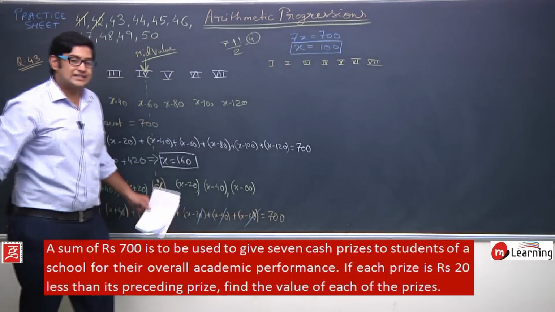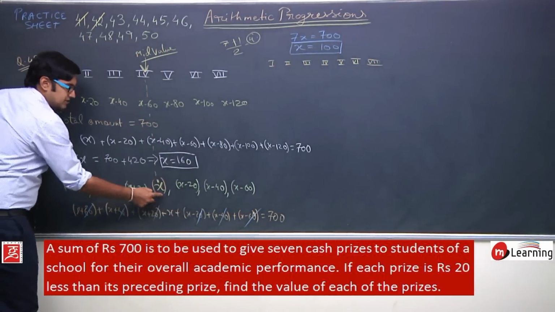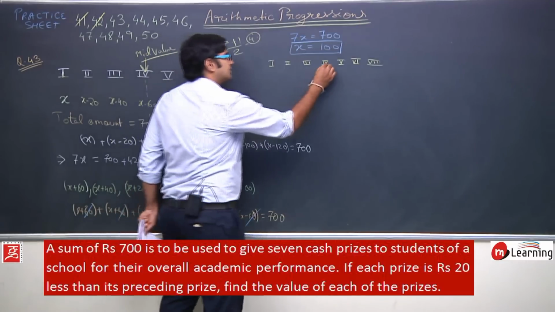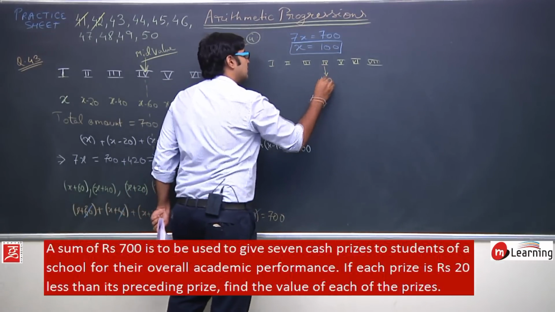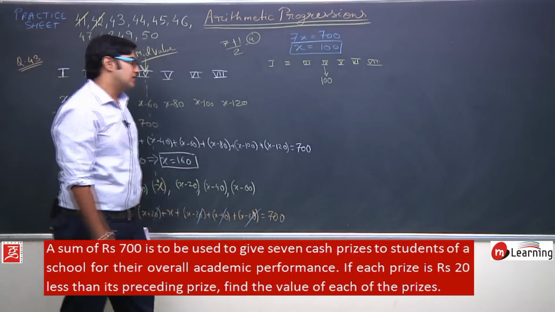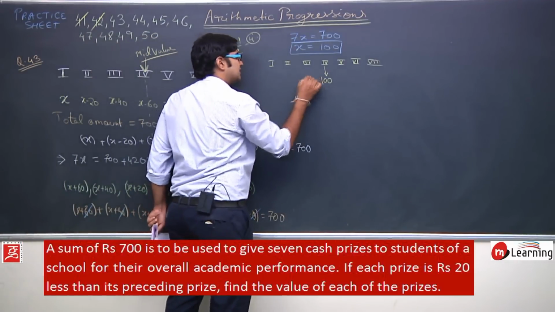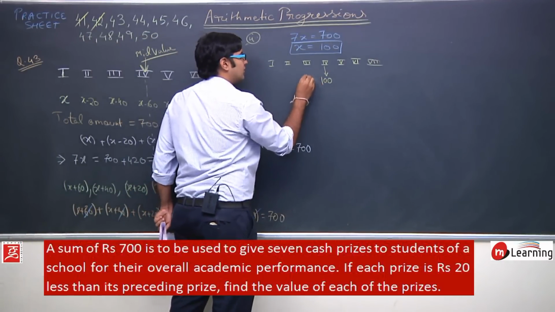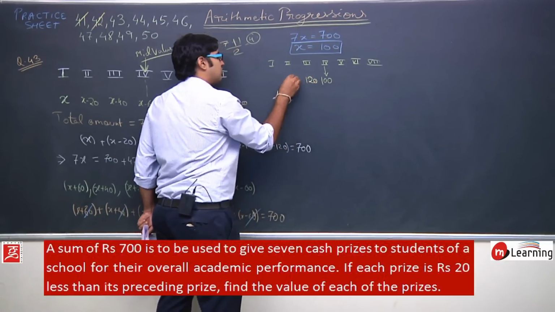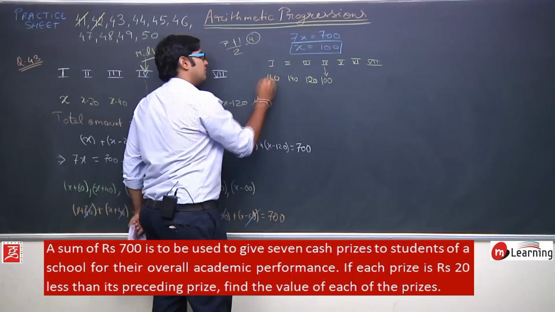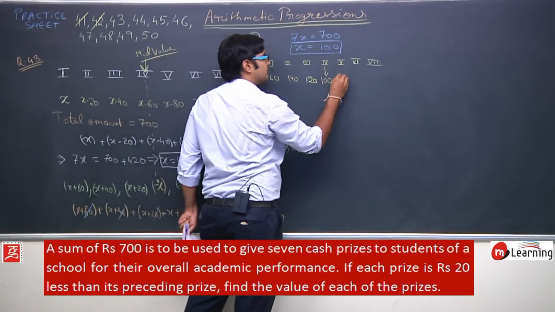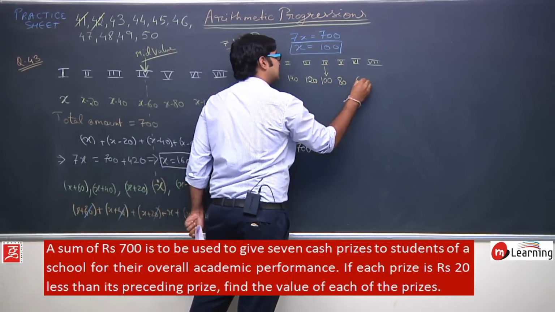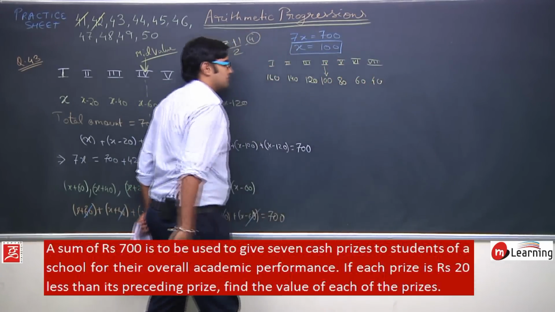Now what is x? X is basically the fourth prize. So the value of the fourth prize that we will get from this method is 100. Then the third prize will be 120, then this will be 140 and this will be 160, and this fifth prize is 80, this is 60 and this is 40.